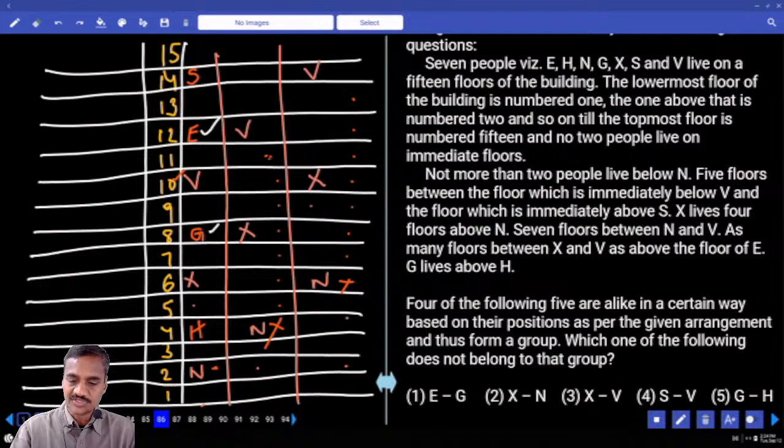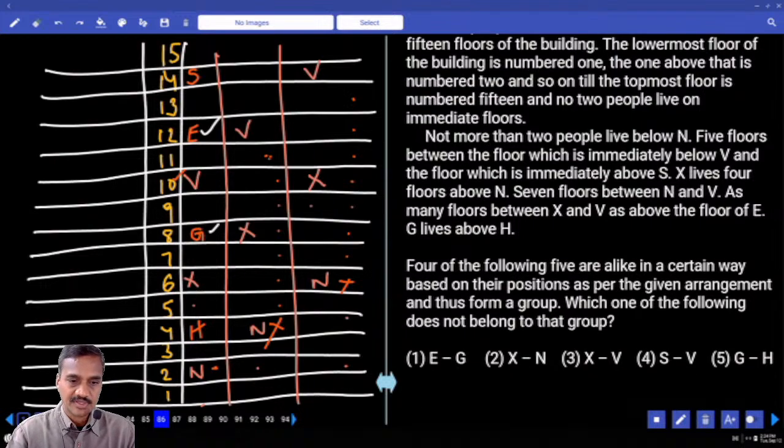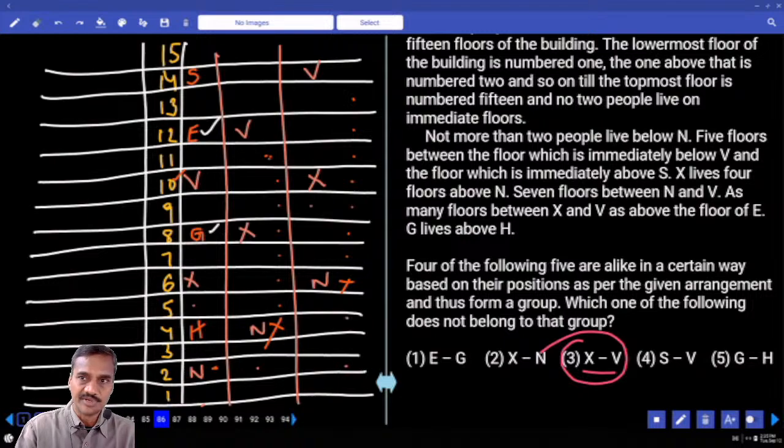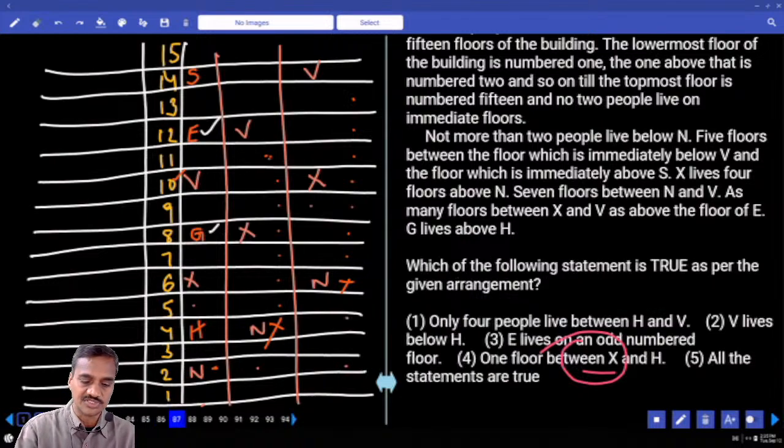The next one, 86. 4 out of the following means odd one out. E and G, there are 3 floors in between. E is above this one. X and N, there are 3. X is above. X and V, and now X is below this V, isn't it? S and V. S is above. G and H, G is above. Except choice 3, the remaining first person is above the second person here. First person is below. Choice 3 is the odd one.